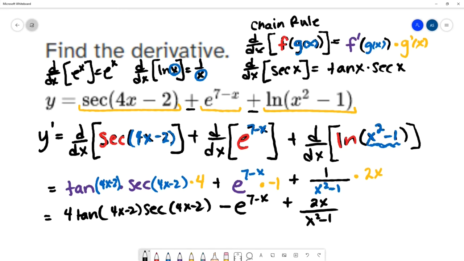So we have the derivative being 4 tangent of 4x minus 2 times secant of 4x minus 2, minus e to the 7 minus x, plus 2x over x squared minus 1.